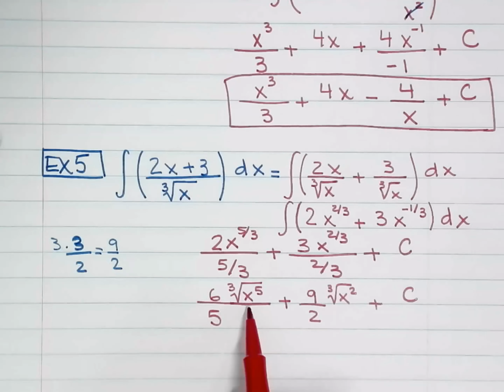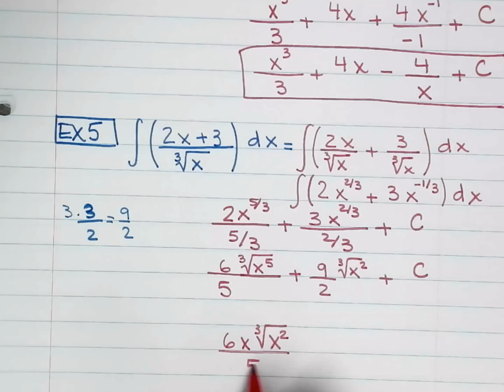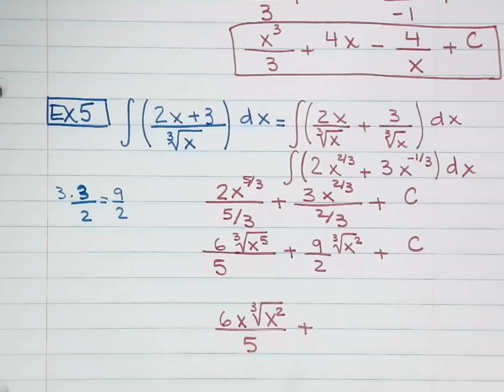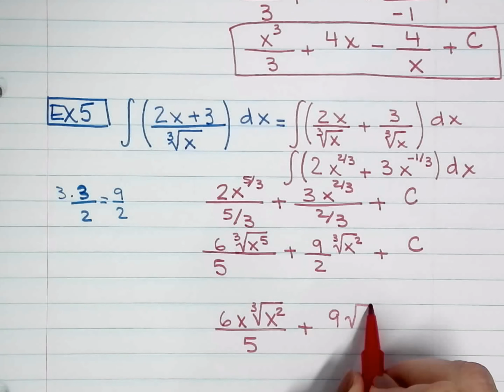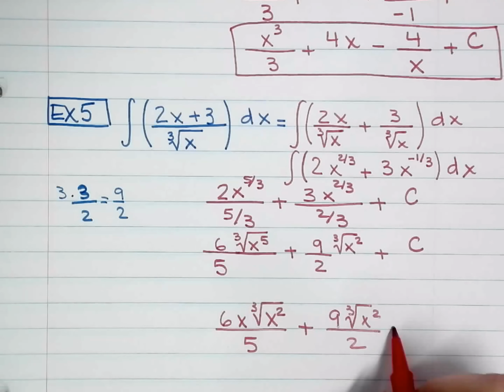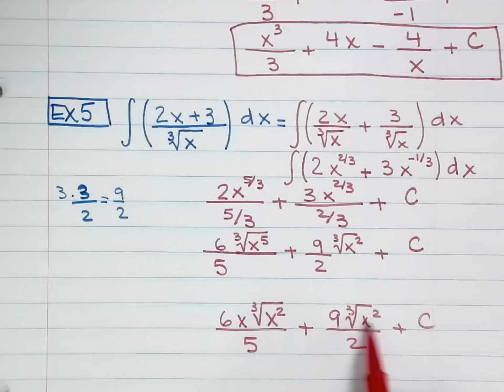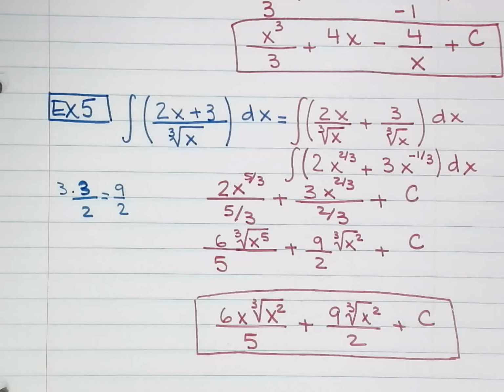Now we need to simplify the radical here. Okay, so because I can rewrite this as 6, I can pull one set of x cubed out. So x, leaving cube root of x squared over 5. I'm sure you know how to simplify radicals. So 9 cube root of x squared over 2 plus c, because I can't simplify anything here. And this is fully simplified, full answer. This is full credit right there.